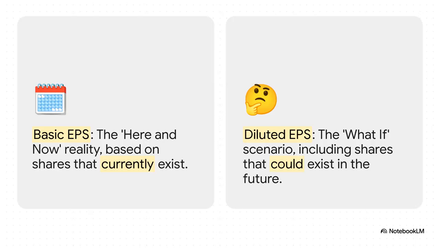And this right here is the absolute key difference. Basic EPS is all about the here and now. It's based only on shares that actually exist today. Diluted EPS, on the other hand, is the what-if. It's a more cautious look that assumes all those potential shares suddenly become real. It's reality versus a potential future.